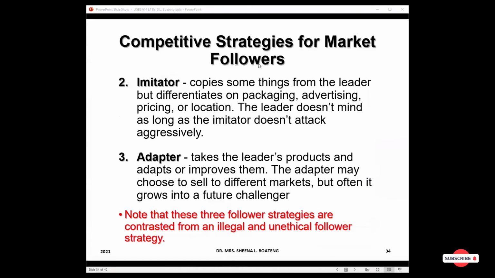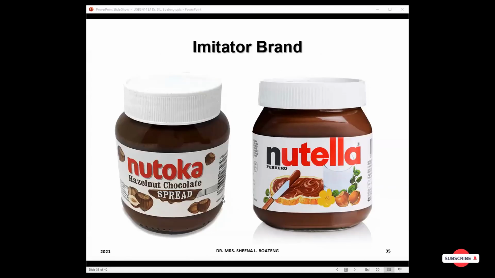Now, aside from being an imitator, the market follower could also decide to be an adapter. Madam Rachel. Yes, Richard. I was seeing the two as separate brands until you mentioned the name. So are you pointing that based on the sound of their name? No. Nutella has been on the market for the longest time. Unless, Richard, you are not an avid consumer of chocolate spread.